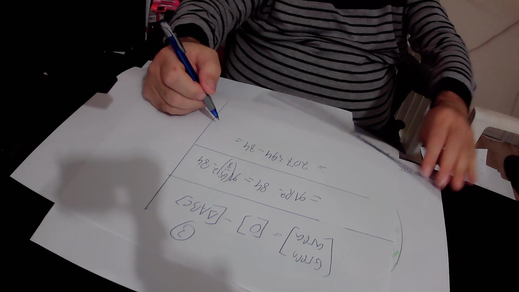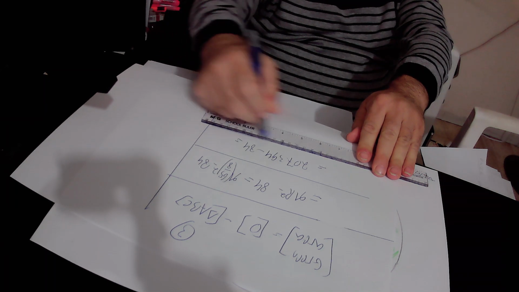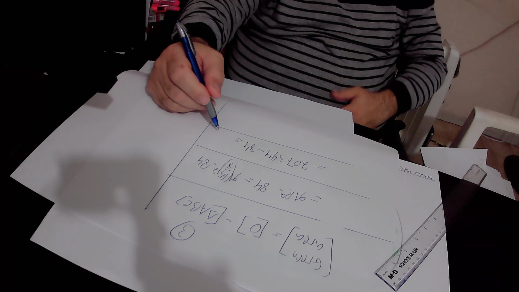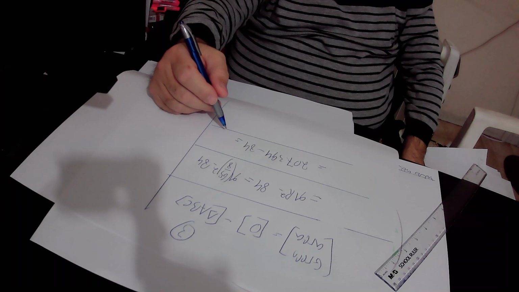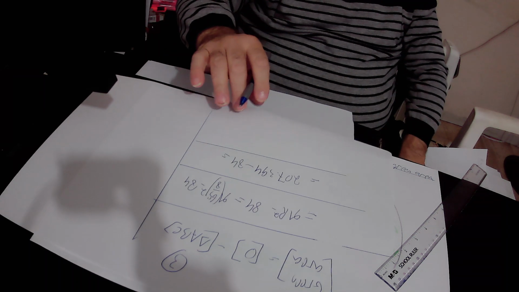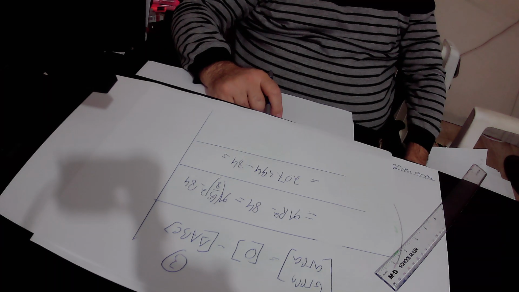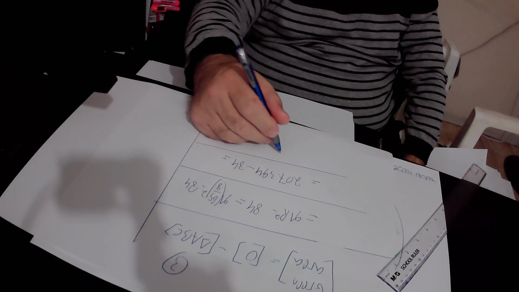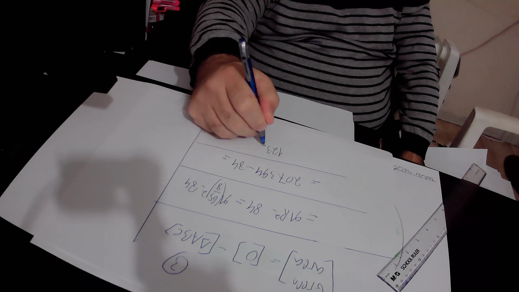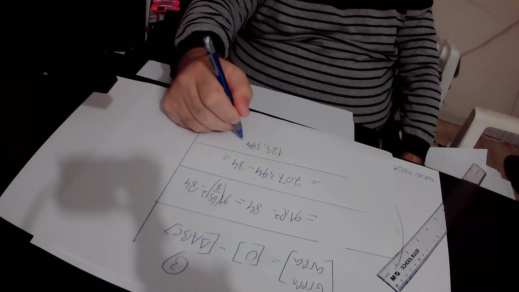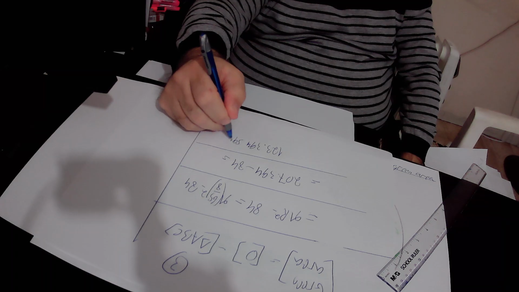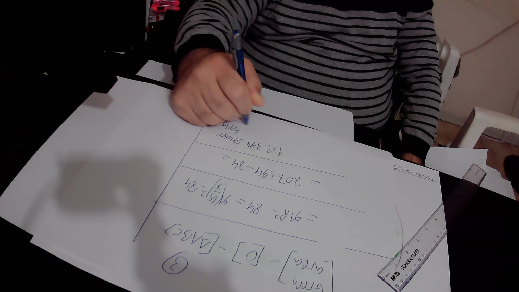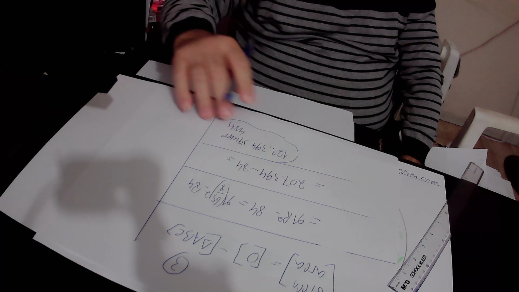So the area of the green shape in total equals 207.394 minus 84, which equals 123.394 square units. And that is the answer to the question.